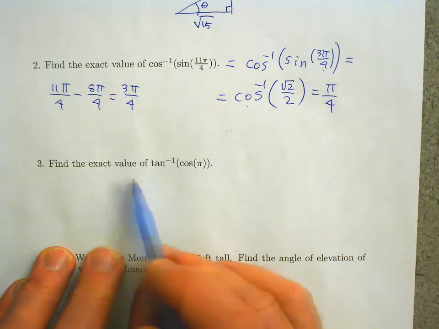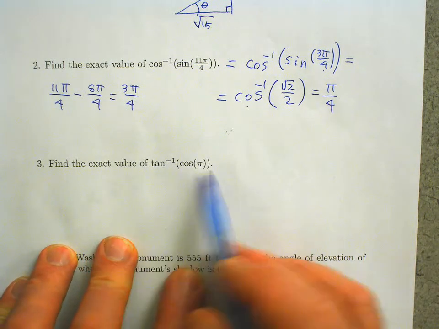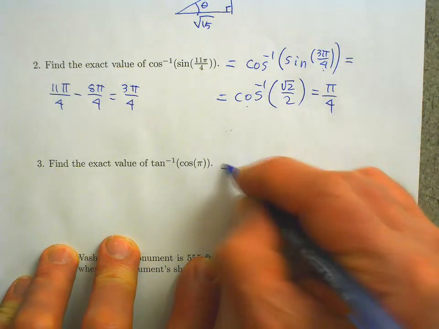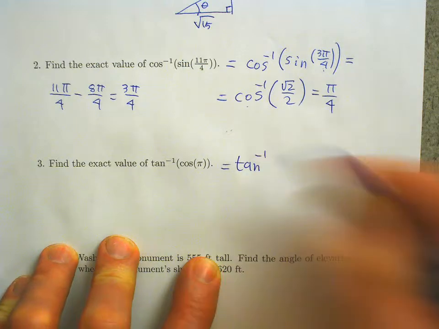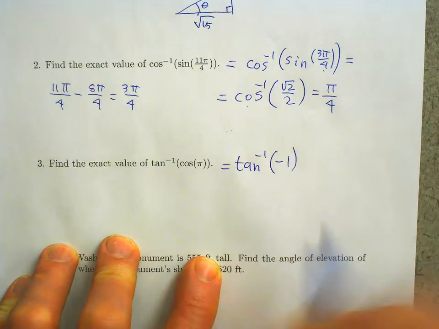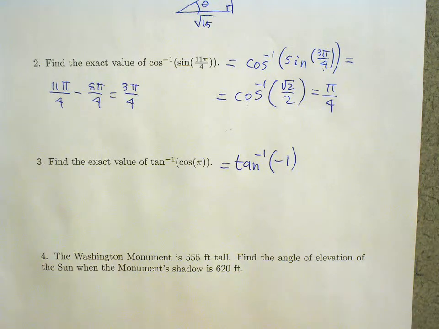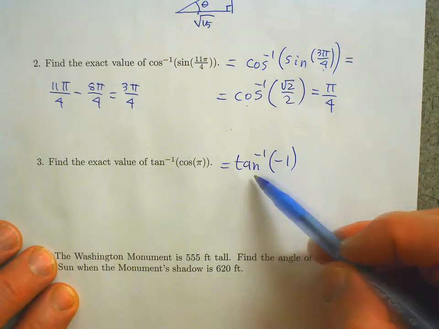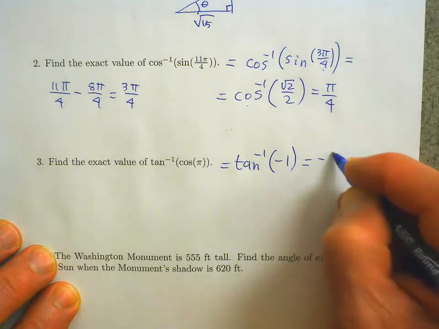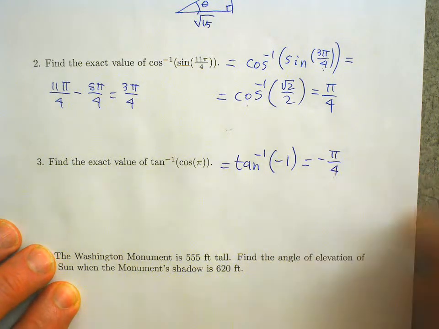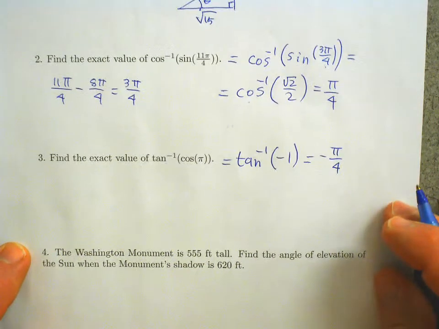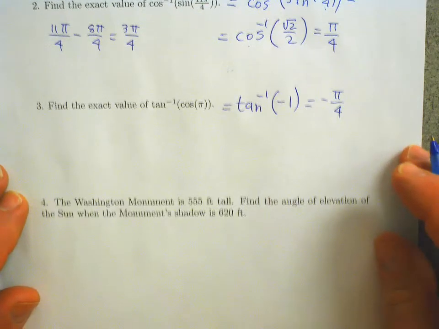Okay, find the exact value of inverse tangent of cosine of pi. Cosine of pi is negative 1. And remember what the range of inverse tangent is. It's between negative pi over 2 and pi over 2. So the inverse tangent of negative 1 is negative pi over 4. Okay, the next page.